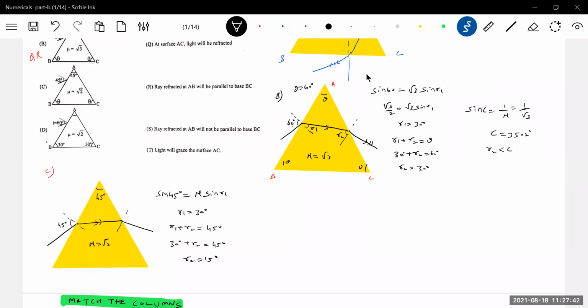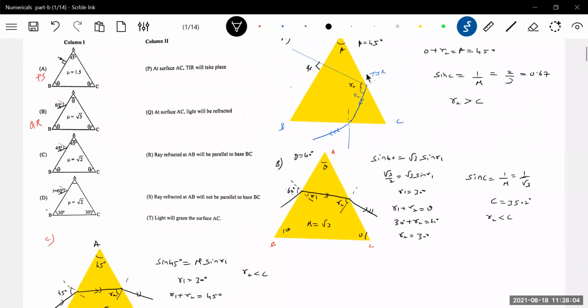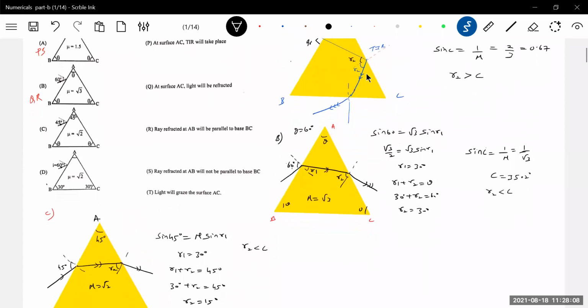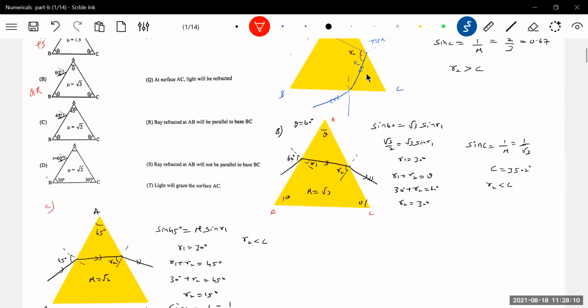Now will it undergo TIR? I am not sure. We have to check this R2. Sine C is equal to 1 by mu, so the critical angle is 45 degrees. R2 is 15, so R2 is less than C. So the ray will undergo refraction. At surface AC, light will be refracted, Q.